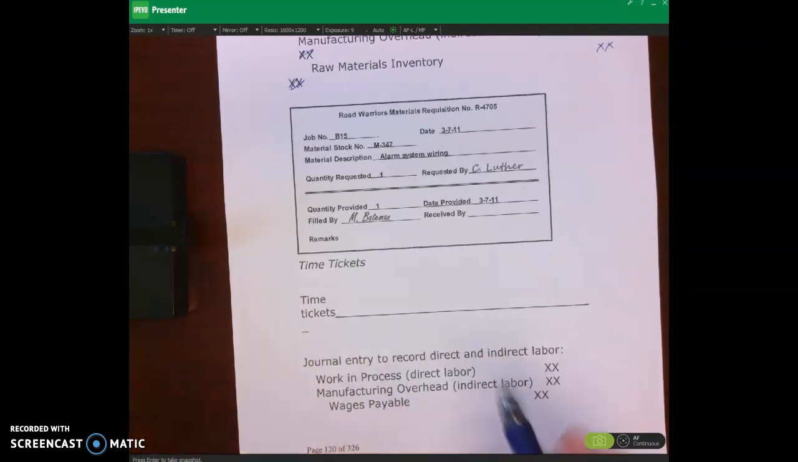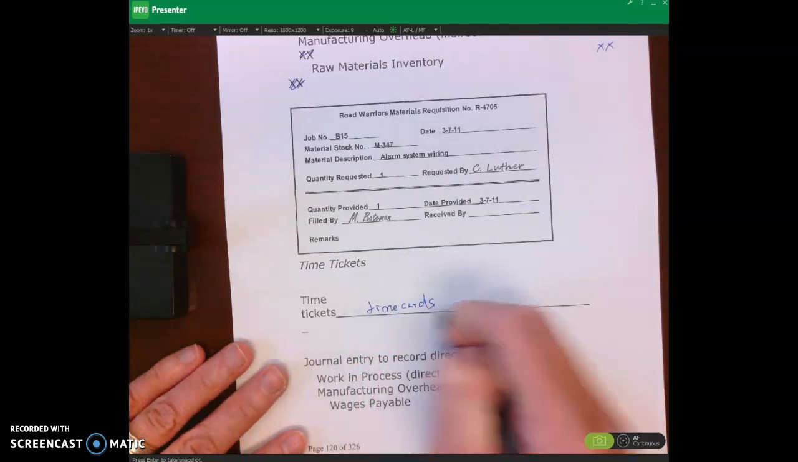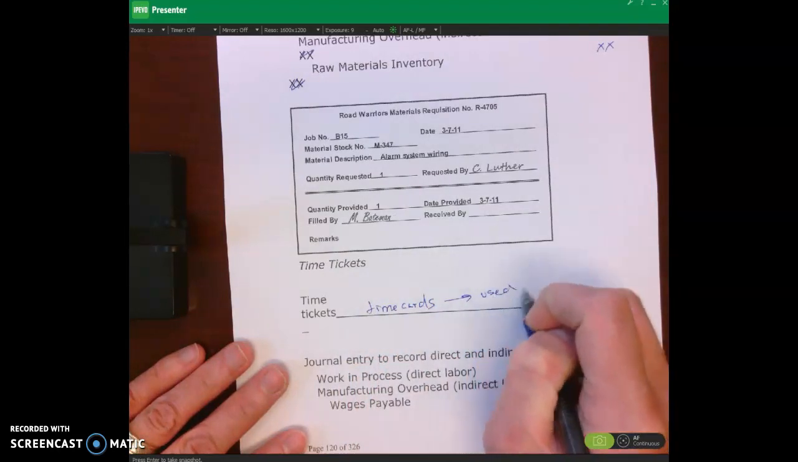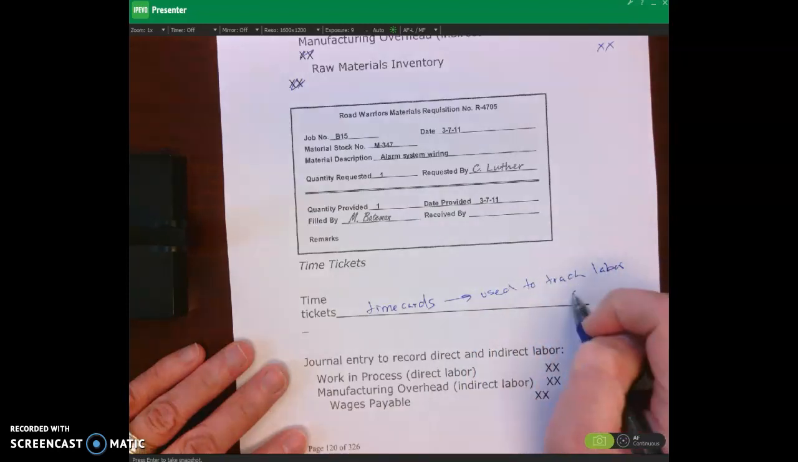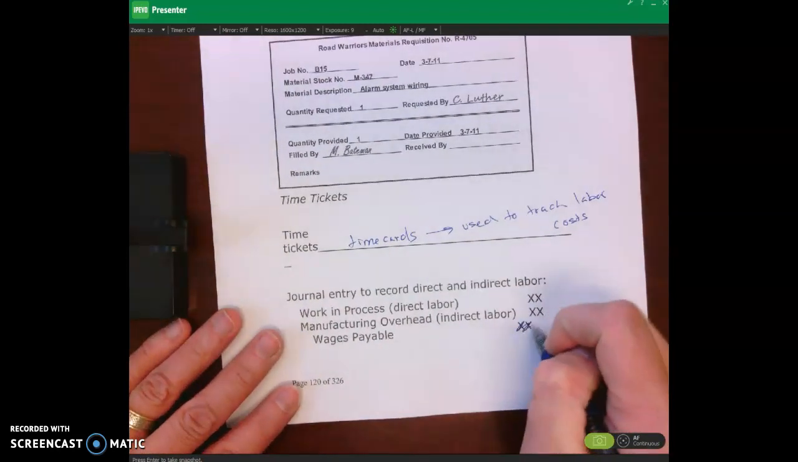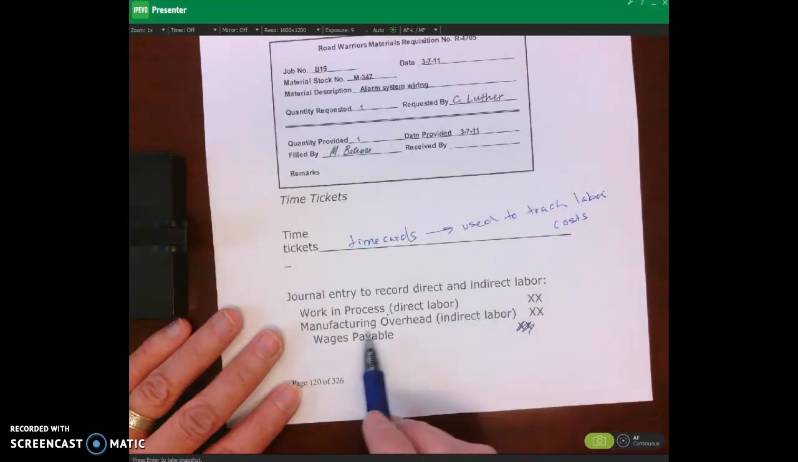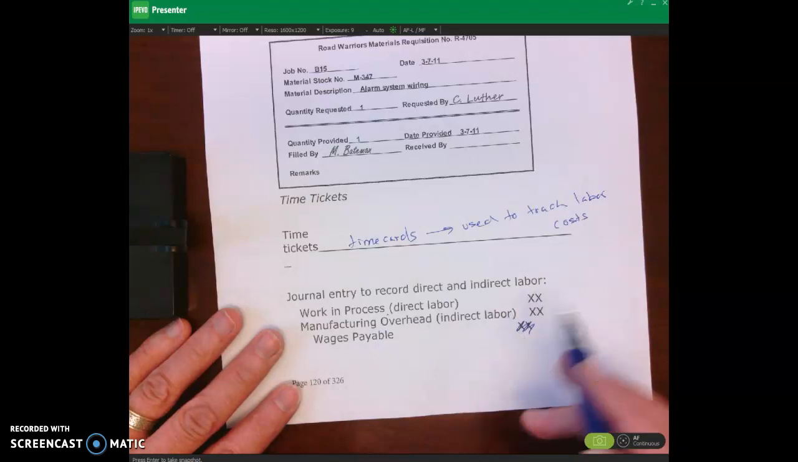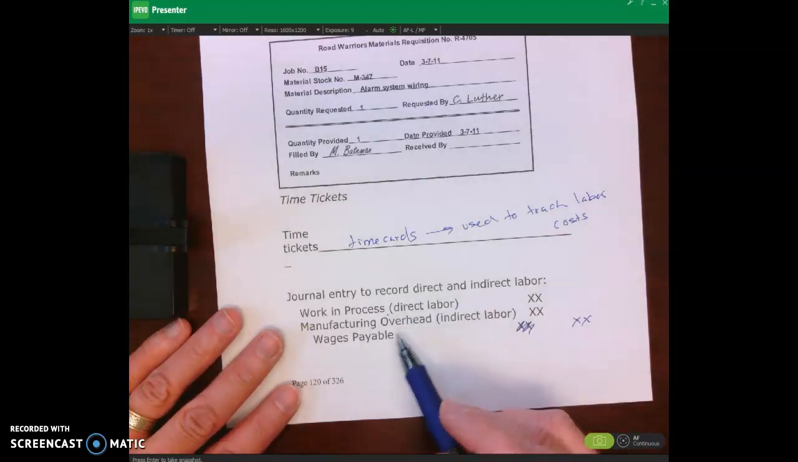The other thing that we need to talk about are time tickets, which are just time cards. We can say used to track labor costs. In terms of our journal entries, we would debit work in process for our direct labor, debit manufacturing overhead for our indirect labor, and then we credit wages payable. Okay? And then, of course, once we pay it, we debit wages payable, and then we credit cash.